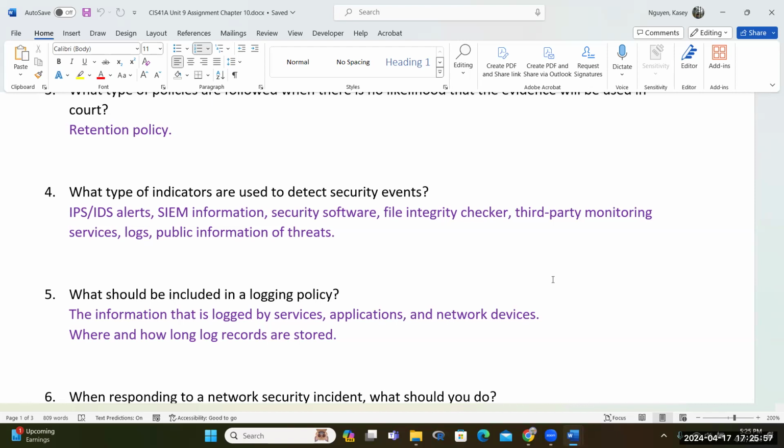So your logs need to be backed up, right? Because an attacker can go in and modify your log. So if you don't have it backed up, then the integrity of your log is jeopardized.